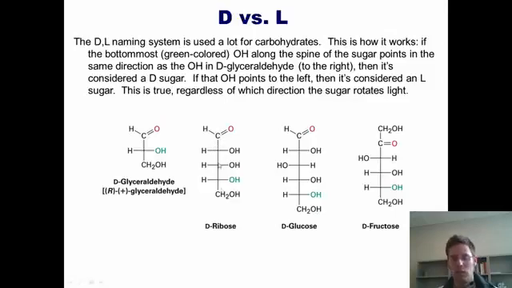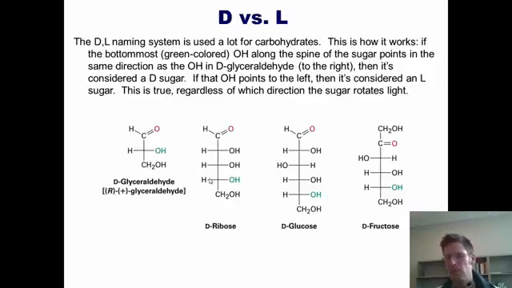You look at the open chain Fischer projection of the sugar, and look at the bottommost OH, excluding the CH2OH. If it's pointing to the right, we say it's a D sugar, and if it's pointing to the left, we say it's an L sugar, regardless of whether or not that particular sugar happens to be dextro or levorotatory. Doesn't matter.